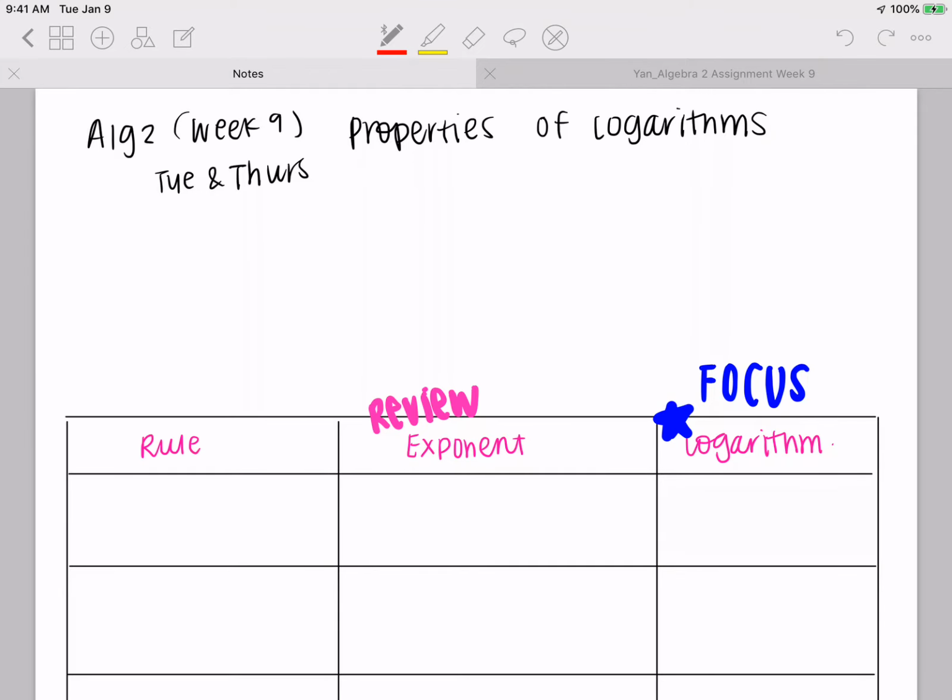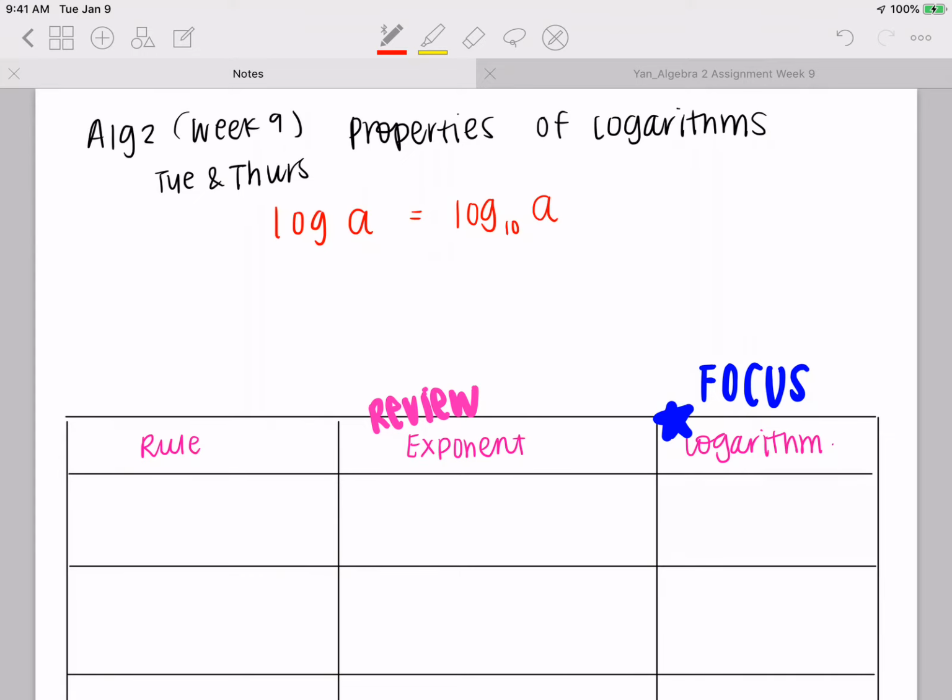If you remember, when we have log of a certain number, this has the base of 10, right? It's invisible, but it's really 10.